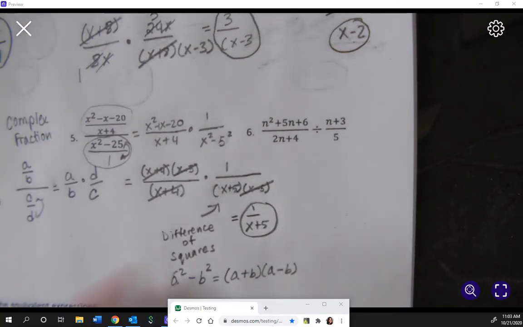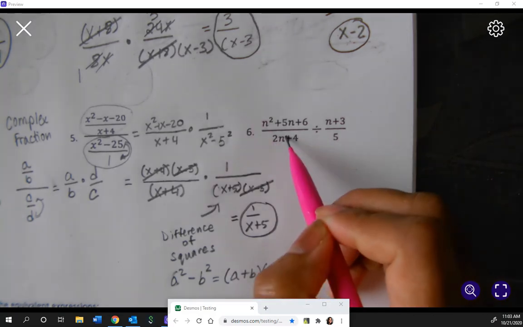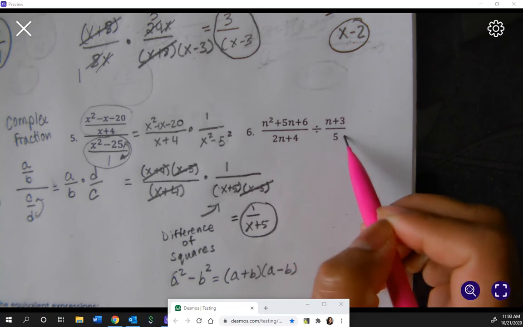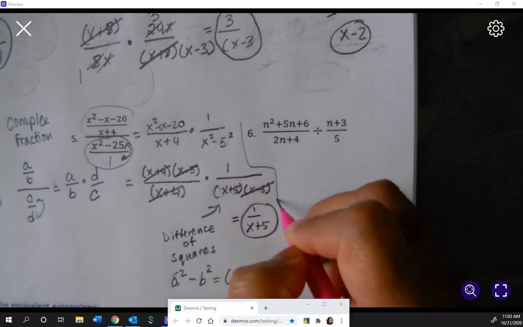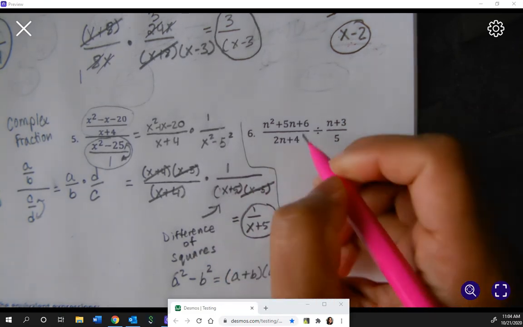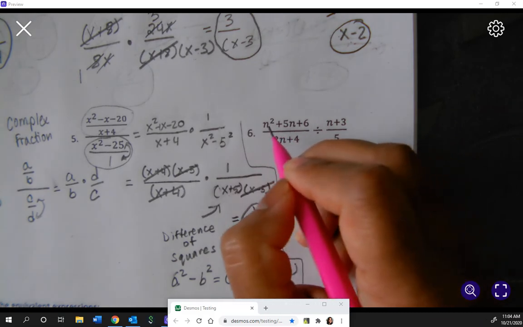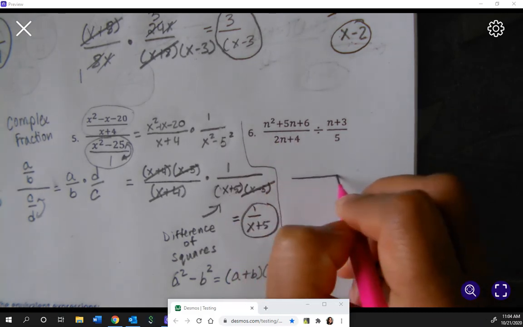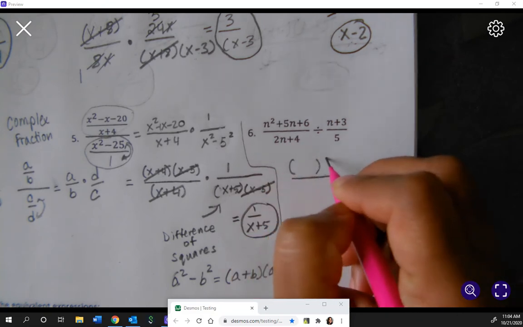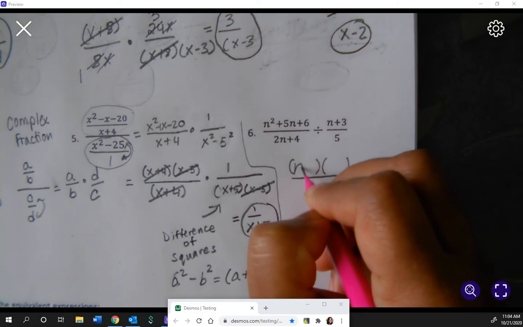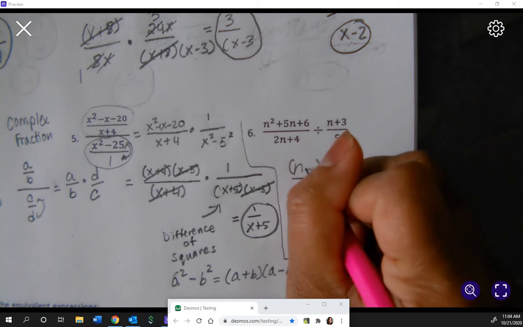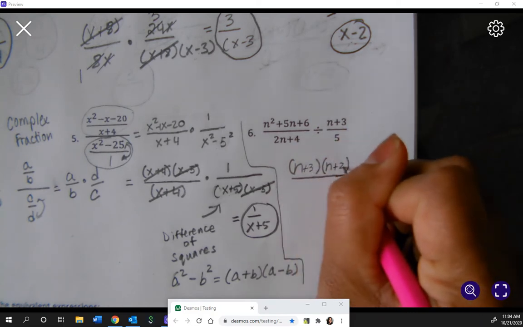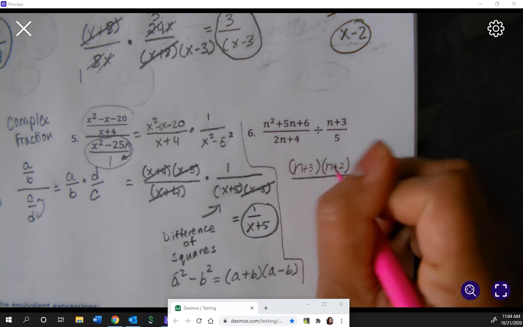All right, so here again I have a division, so I'm gonna go ahead and keep the first one, change it to multiplication, and then flip this one. So I'm going to keep the first one, and before I keep the first one, okay, let me just go ahead and factor it out because I know I need to have it in factored form. So I'm just going to do this. So you have n, and then you have n, and then so this would be 3 times 2. Because 3 times 2 is 6, 3 plus 2 is 5.